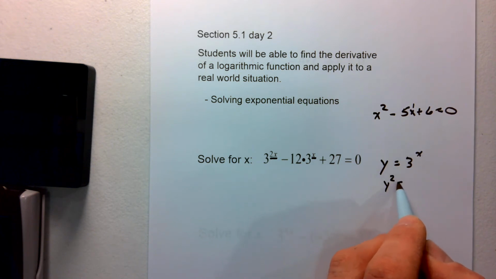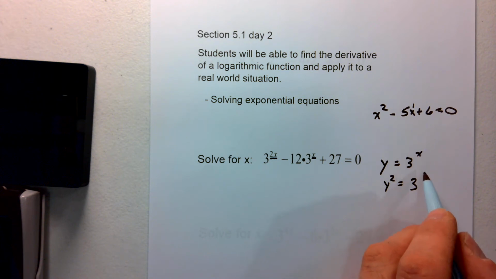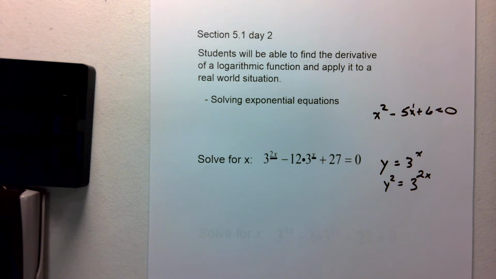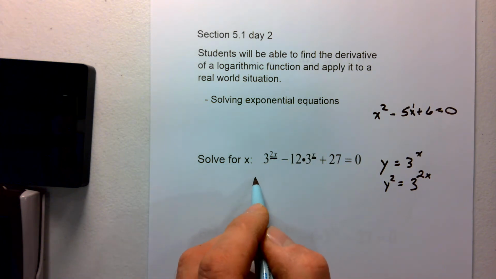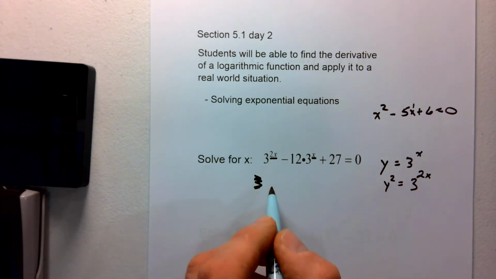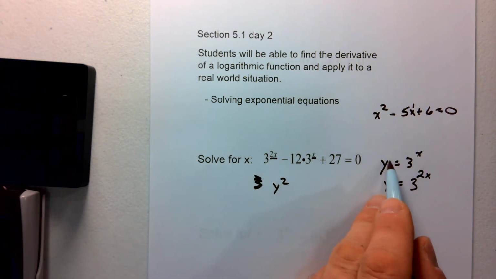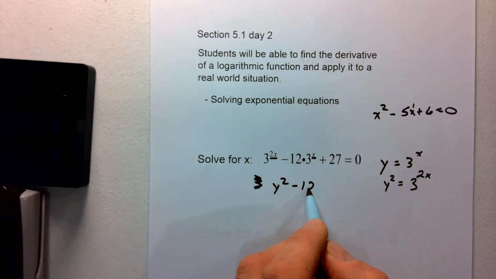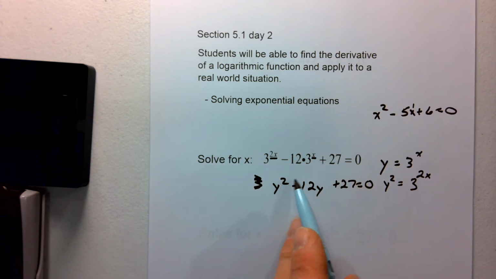So then I know that y squared, if I square both sides, is 3 to the x, squared. I multiply the exponents through my exponent rules, and I get y squared equals 3 to the 2x. So now, looking at this equation, I don't have 3 anymore. 3 to the 2x is y squared, isn't it? 3 to the x was y, so I have minus 12y plus 27 equals 0. This is now a quadratic equation.